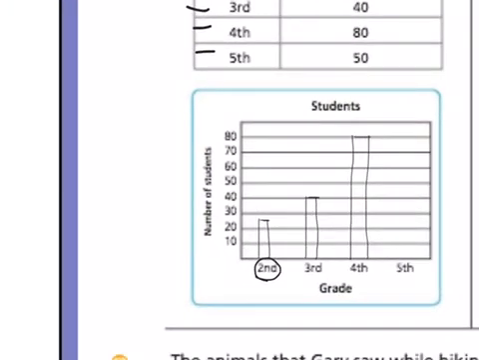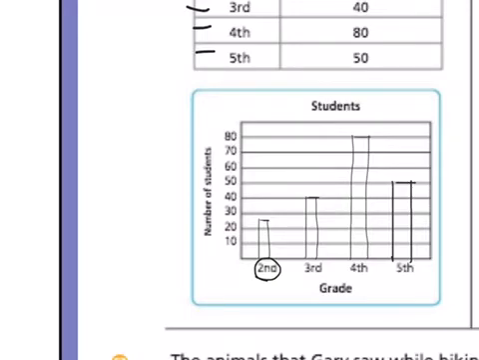Sorry, that's kind of blurry. Fifth grade, there were 50 kids. So I'm going to make my line first, then I'm going to make my bar. So now we showed the data in a bar graph.